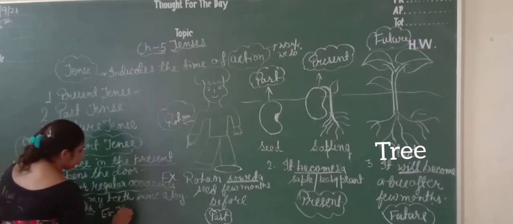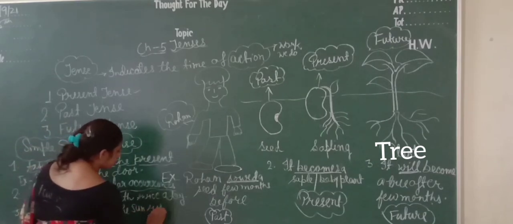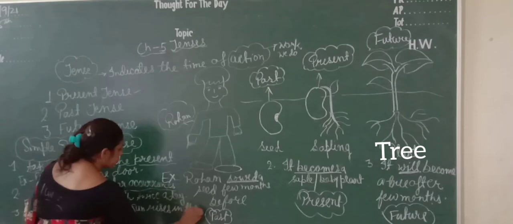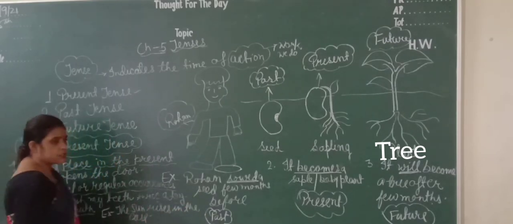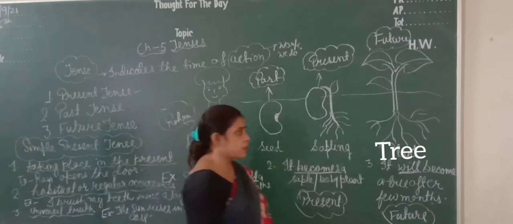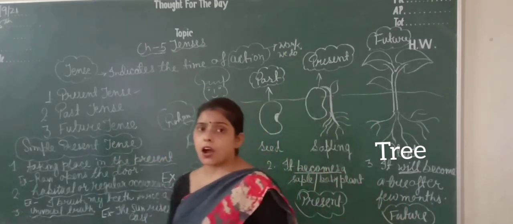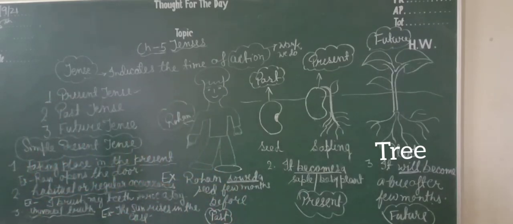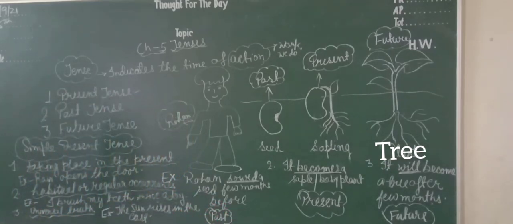The sun rises in the east. That is universal truth. So I hope you must have understood, students, about types of sentences and simple present tense. Is it clear? Once again you will read this chapter.